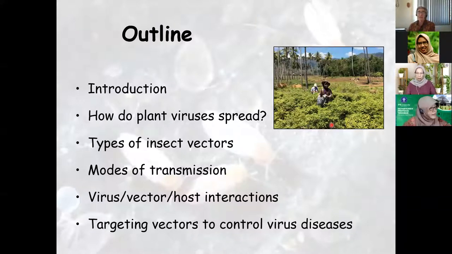Right. So my lecture today will firstly look at how do viruses spread? What types of insect vectors are there? How do the insects actually transmit the viruses? What interactions viruses, vectors, and hosts have? So how virus, vector, and host affect each other? And then how do we control virus diseases by targeting the vectors?